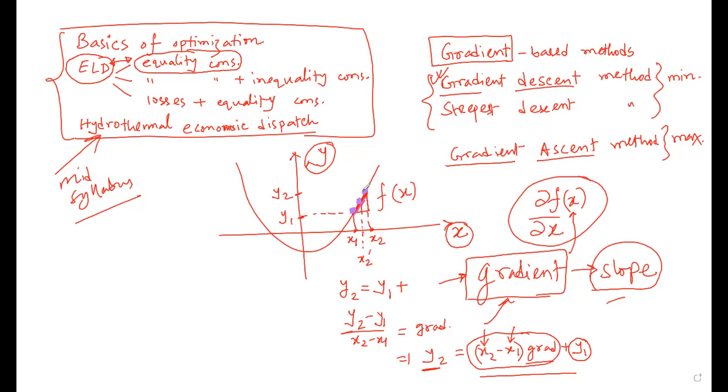Away from the minimum. So in summary, what I'm trying to say, if I move along the gradient, I am actually going away from the minimum. Is it clear?